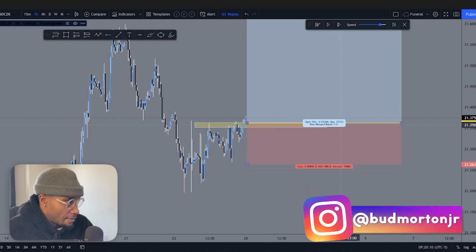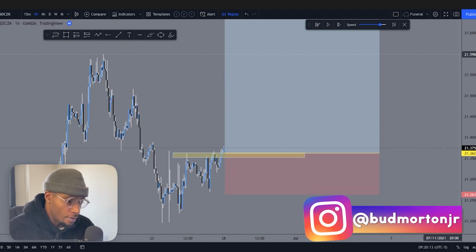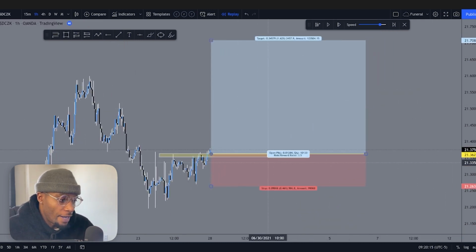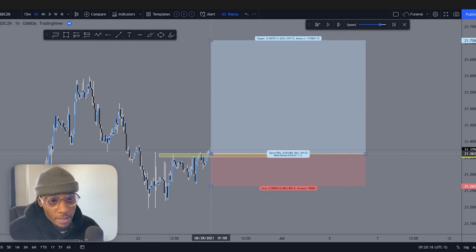But I'd rather be right and get a solid 3.5 risk to reward than gamble and try to get in early for a 5R risk to reward and probably lose the trade.